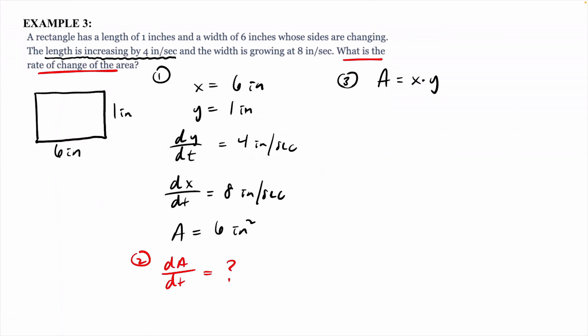Next step, find the derivative of that formula. So how do I find the derivative of A equals x times y? What's the derivative of capital A? The derivative of the area over time. dA over dt equals, how do I find the derivative of x times y?